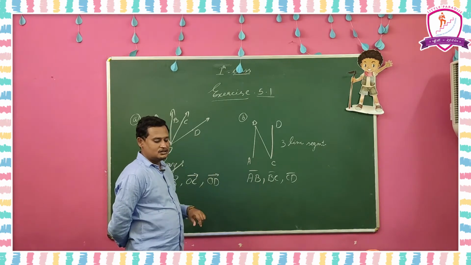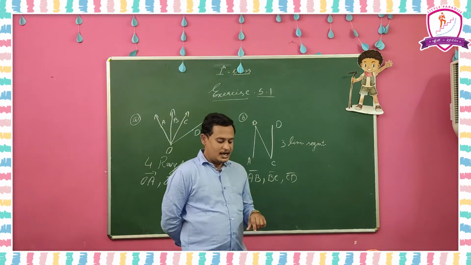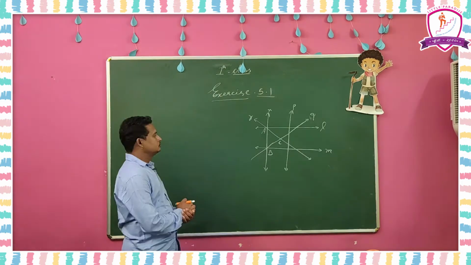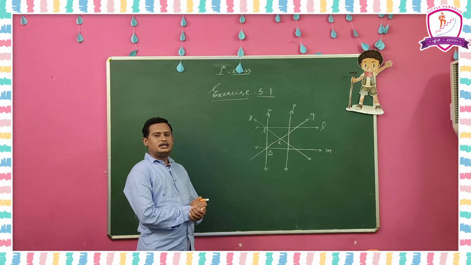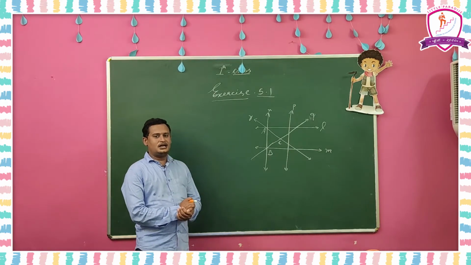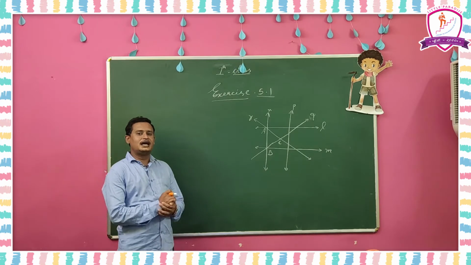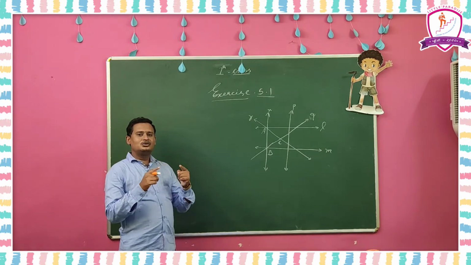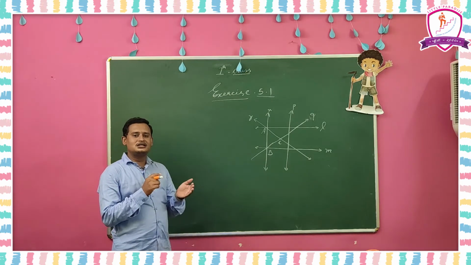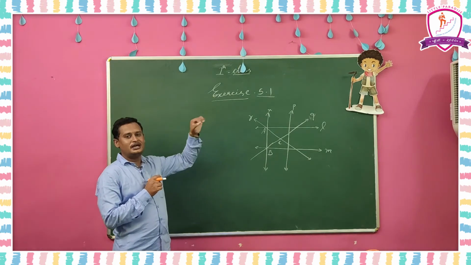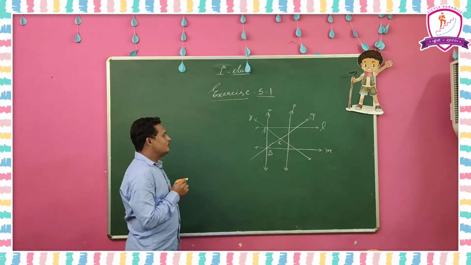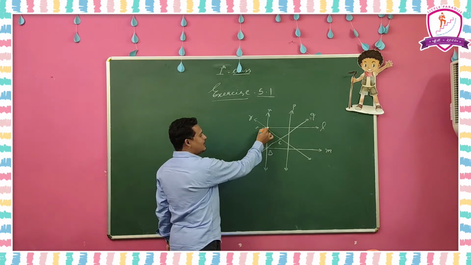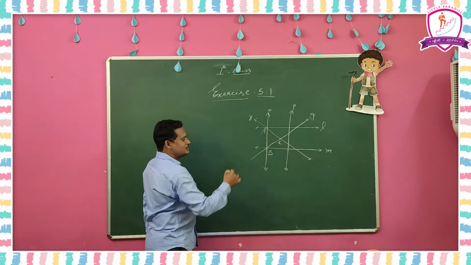Now another figure is also given, the third one. C: write the concurrent lines and concurrent points in the given figure. So here, what are the concurrent lines and concurrent points? Yesterday we already discussed concurrent lines. If 2 or more lines are passing through one point, those lines are called concurrent lines and that intersecting point is called the concurrent point. Here we can observe A and B. 3 lines are passing through A and 3 lines are passing through B.